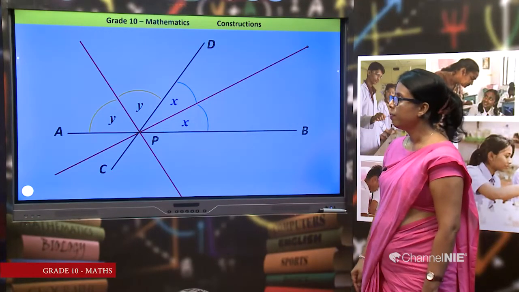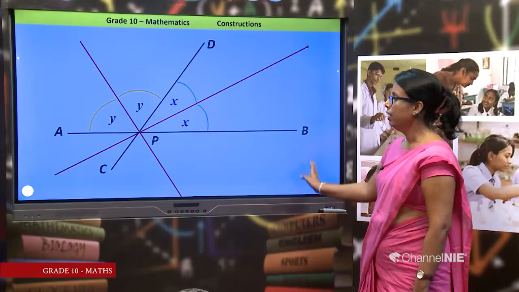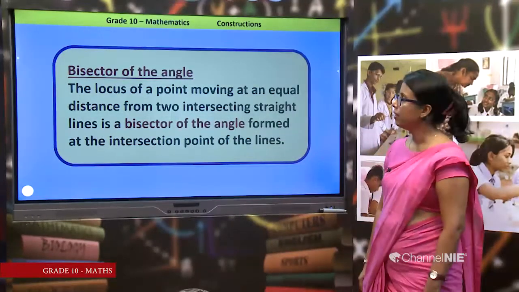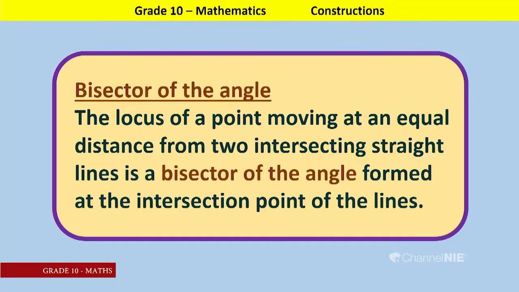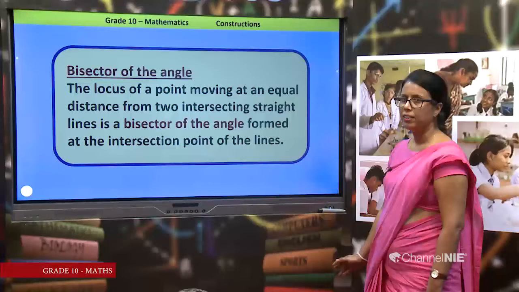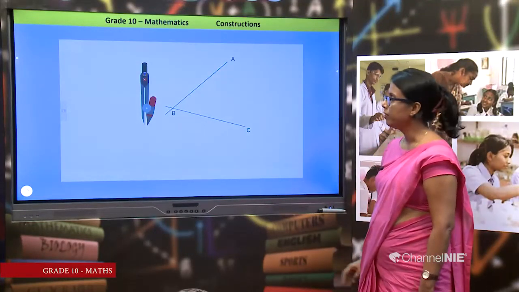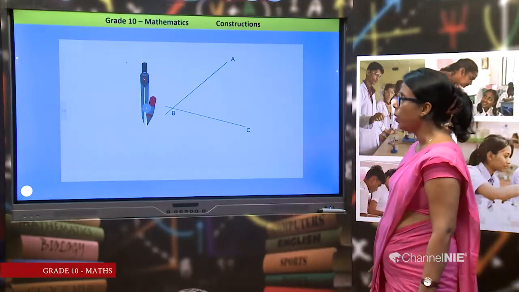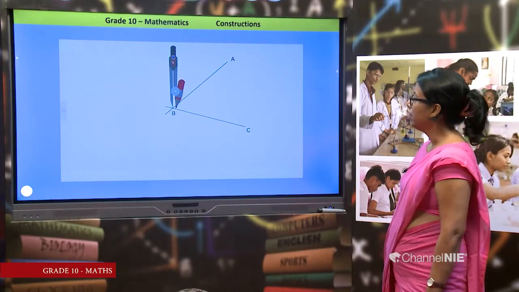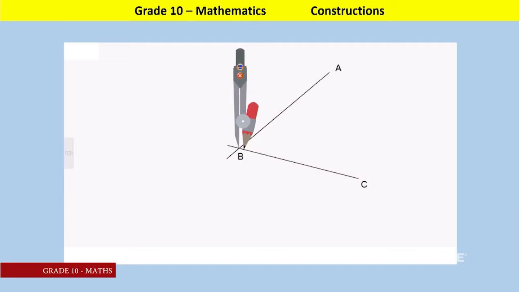Let us construct bisector of the angles. Before construct, let us see bisector of the angle. The locus of a point moving at an equal distance from 2 intersecting straight lines is a bisector of the angle formed at the intersection point of the lines. Let us construct bisector of the angle or angle bisector. Here you can see AB and BC, 2 lines intersect at B. The common vertex is B.